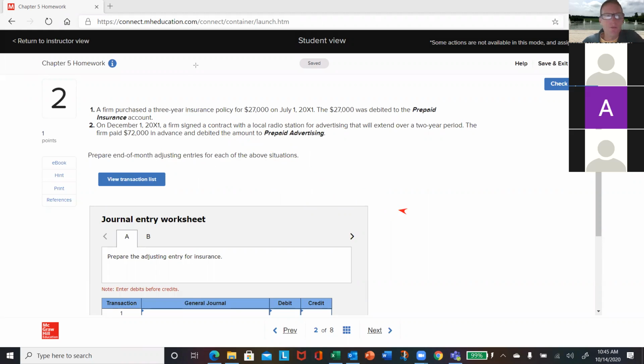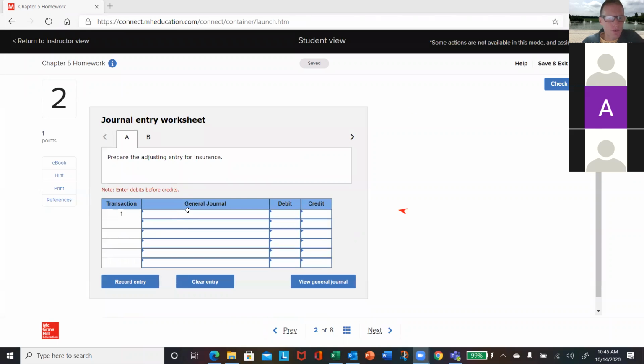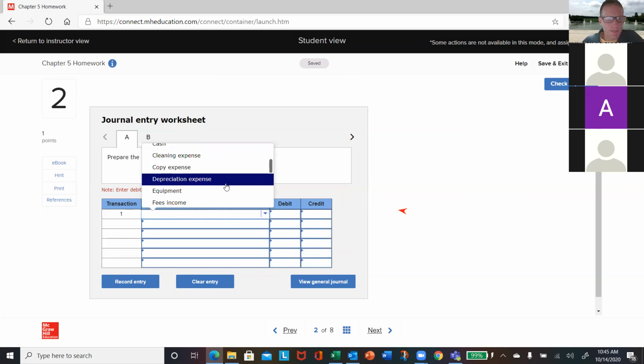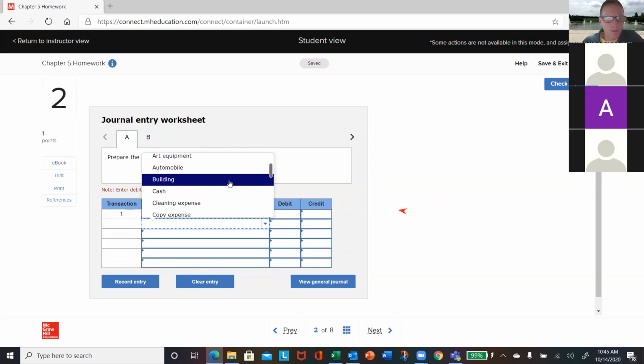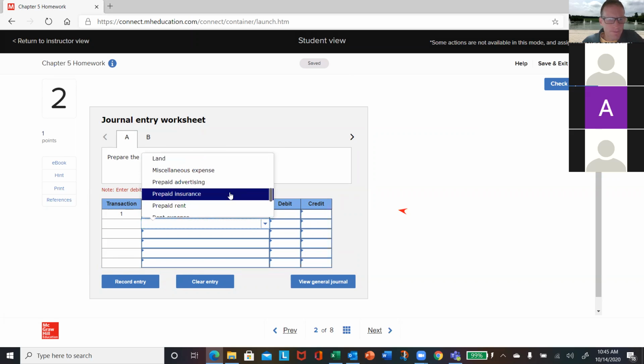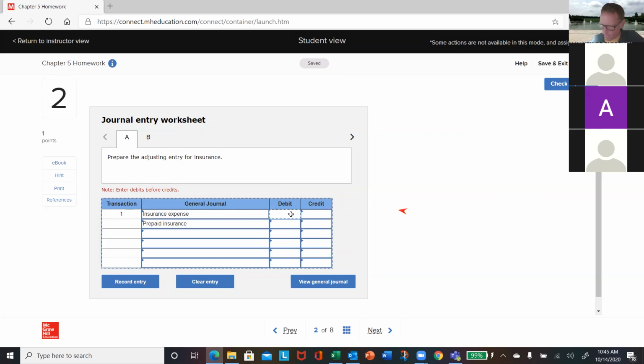And then of course you'd go down to your entry in your journal. Make sure I've got the right screen pulled up. Yeah, I got it. Find your insurance expense debit right there, then find the prepaid insurance right there, and then just put 750 debit and 750 credit, and then of course hit record entry.